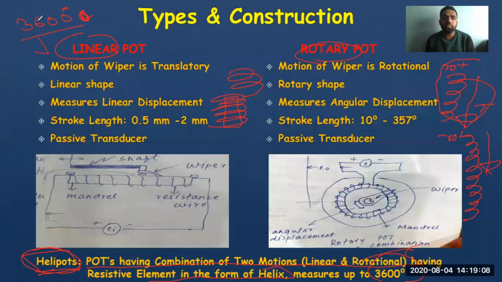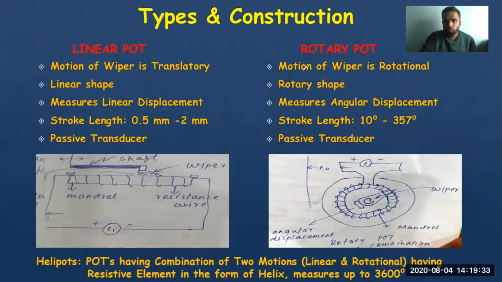When there are 3600 degrees, that means it can have at least 10 turns, because you know 1 turn has 360 degrees. So you will have 10 to 11 turns in helipots. When there are 10 to 11 turns in helipots, it can measure up to 3600 degrees. Now what I'll do is change this and explain the linear pot.